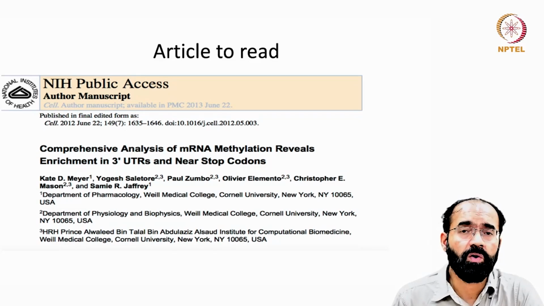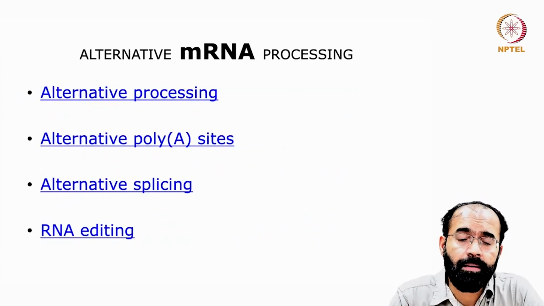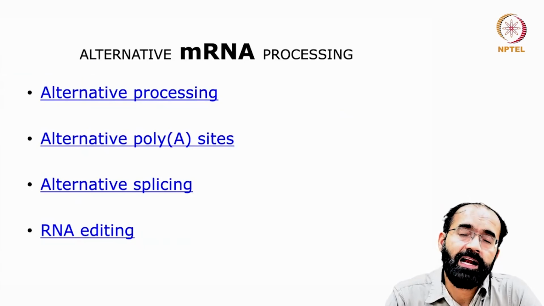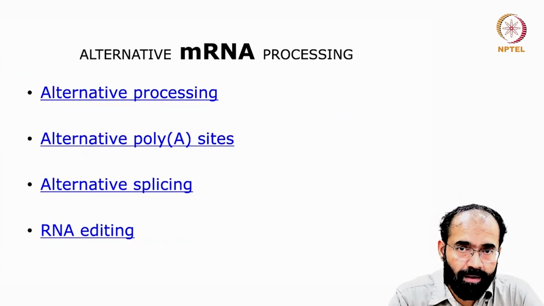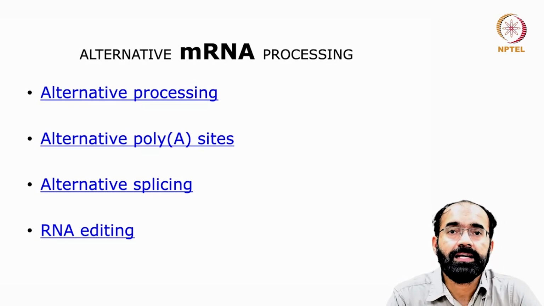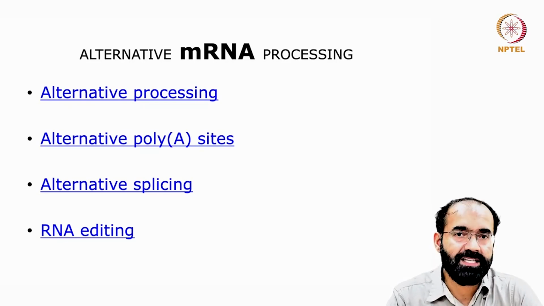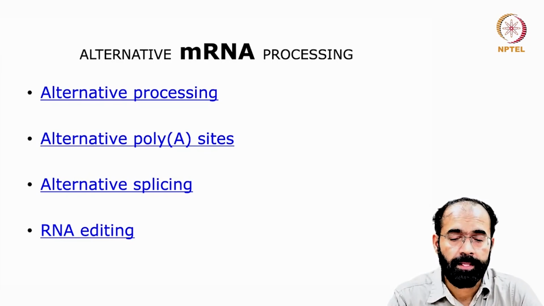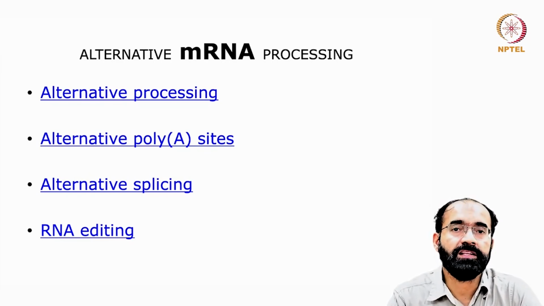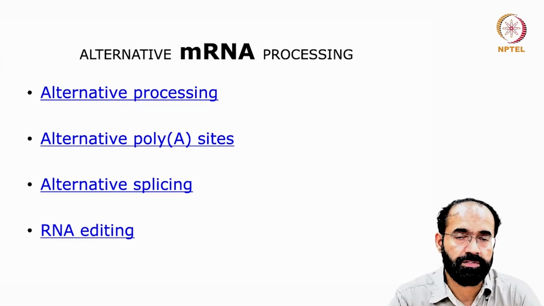Now let us move on to alternative mRNA processing. What is alternative mRNA processing? The name itself says a lot. Is there only one way? It is just like if someone is asking where your house is, and you tell an address, and then people ask, okay, what are the different ways you can reach your house?